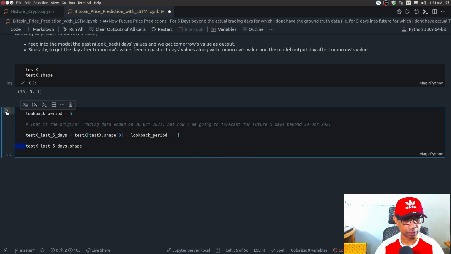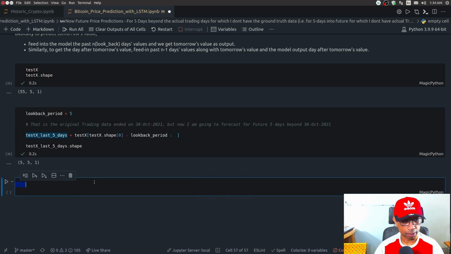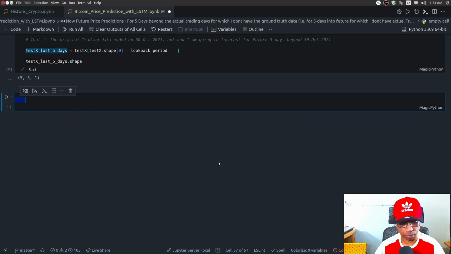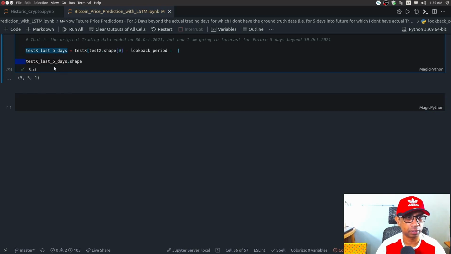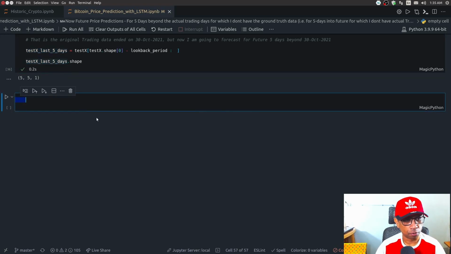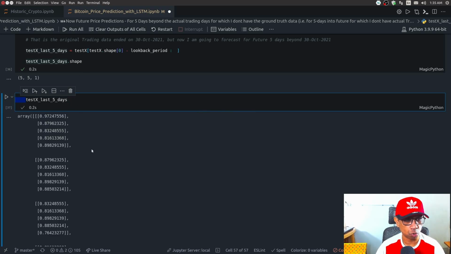And if you run this, I should get, yes, 5 by 5 by 1. That is, this is my input data for the forecast that I'm going to do now. And again, it's a three-dimensional, it's a 3D tensor as required by LSTM. And then in the next, I'm just going to run a loop. Actually, before running the loop, let's check how this whole test X for the next 5 days looks like, this 3D tensor. So I'm just printing the whole tensor.